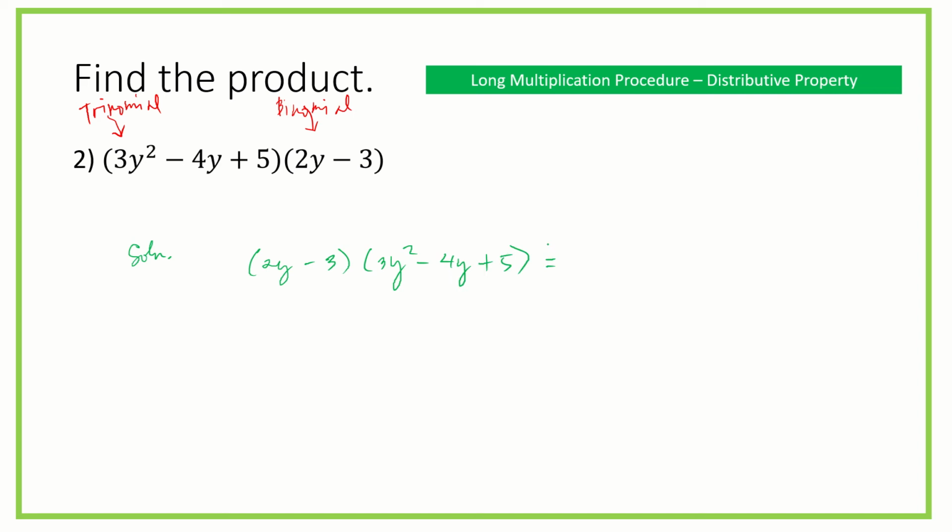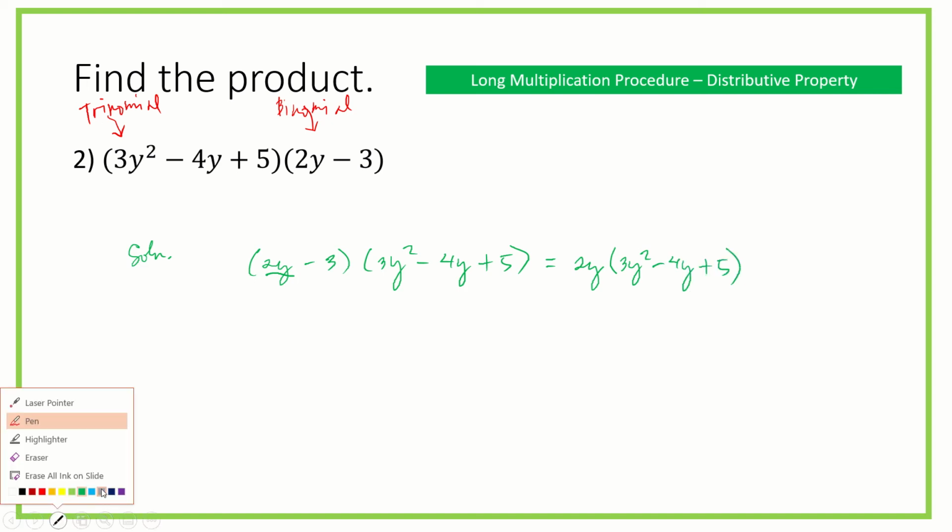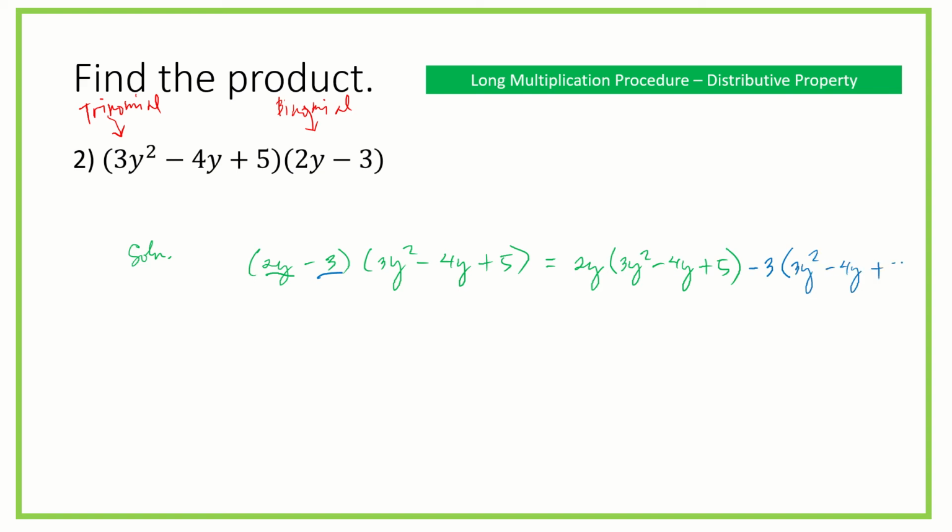So you can write it as, first, the first term here in our binomial is 2y. You need to multiply it to our trinomial. 2y times the quantity 3y squared minus 4y plus 5. And then our second term is a negative 3, or a minus 3. So we copy that, minus 3, times our trinomial, 3y squared minus 4y plus 5.